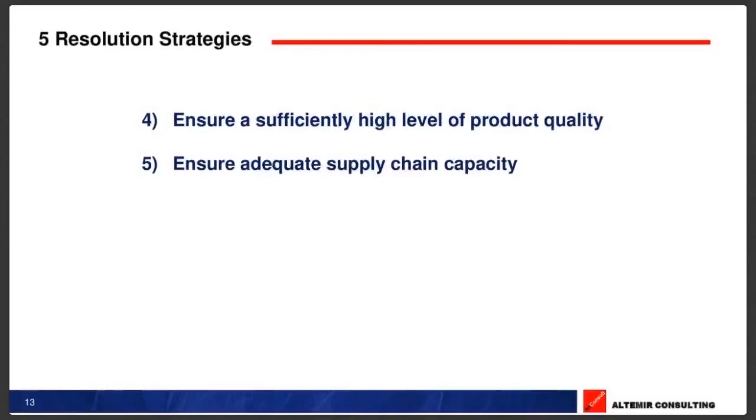Suggestion number 4 is to ensure a sufficiently high level of product quality. If your product quality is poor and you have lots of unplanned defects, then there's really no scheduling practice that's going to be able to overcome that. So you need a good level of quality in place, just as you will need a sufficient level of supply chain capacity. If you don't have sufficient capacity, then things just aren't going to work out, and there's not much you can do with a schedule to overcome that kind of an issue.